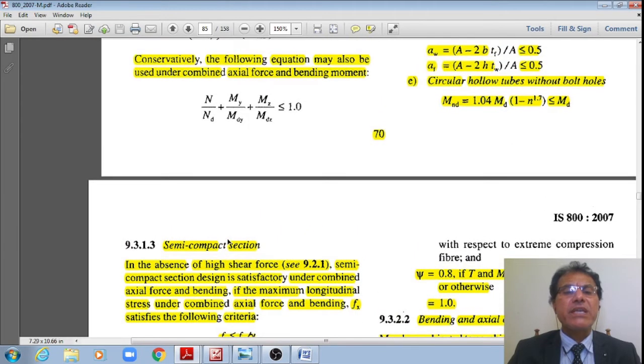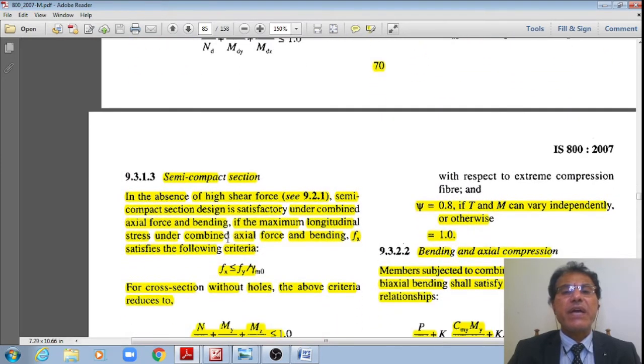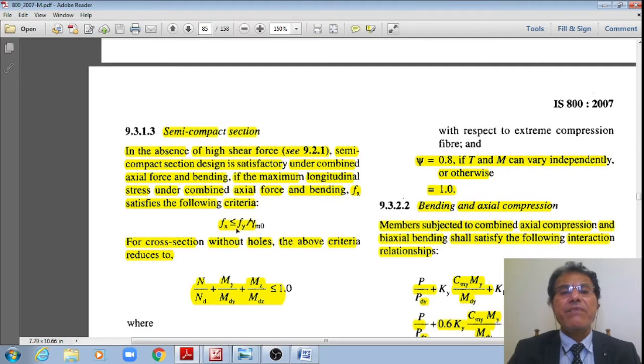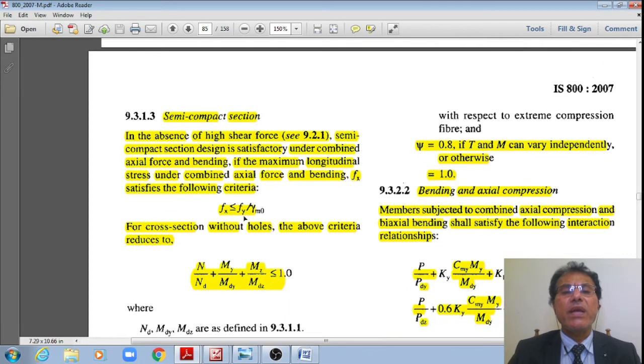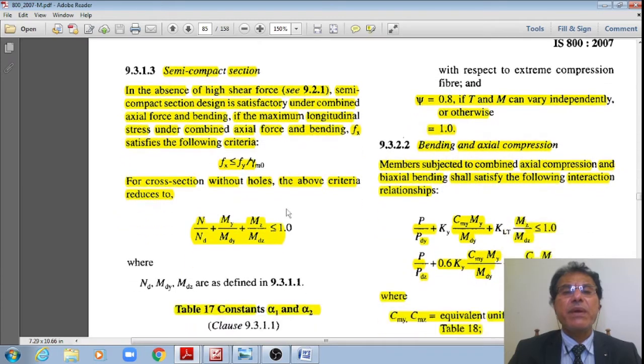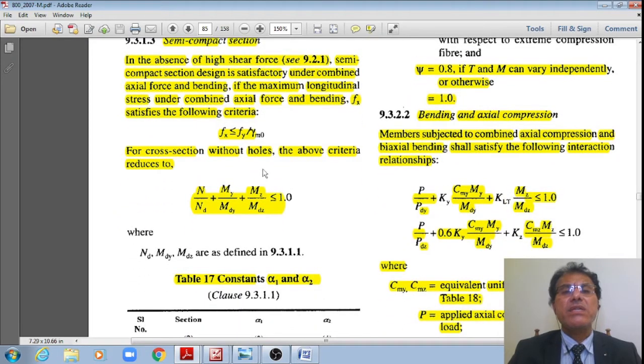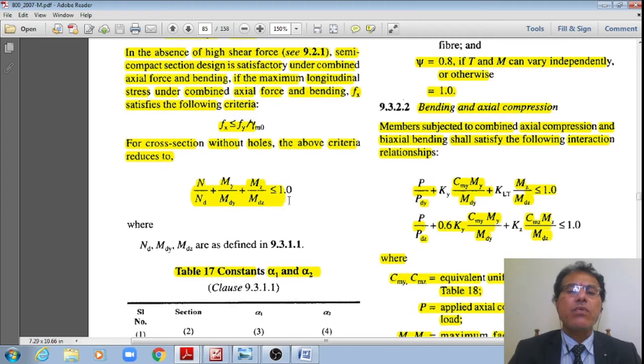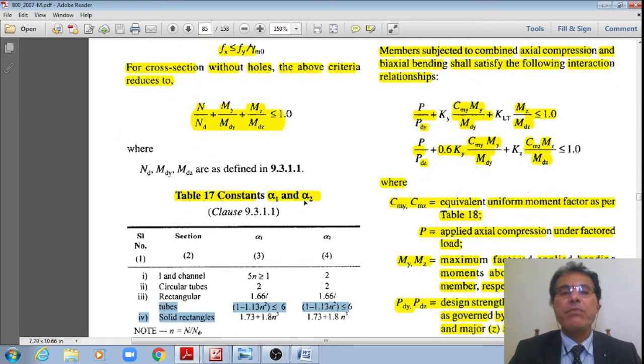Whereas for compact sections, in the absence of high shear force, right, the combined axial force and bending Fx shall satisfy the following: Fx should be less than or equal to Fy divided by gamma m0. For the cross section without holes, the above criteria reduces to N divided by Nd plus My divided by Mdy plus Mz divided by Mdz should be less than or equal to 1. This is what is called the combined formula, right?